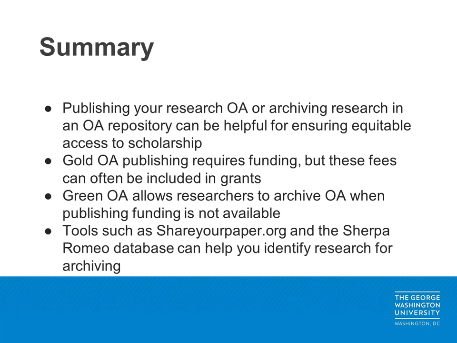In summary, publishing your research in an open access format or archiving research in an OA repository can be helpful for ensuring equitable access to scholarship and maintaining author copyright. Open access models are continuing to evolve, but have some limitations in their current forms. Gold OA publishing generally requires publication funding, but these fees can often be included in research grant applications. As an alternative, Green Open Access allows researchers to archive OA when publishing funding is not available. Tools such as ShareYourPaper.org and the Sherpa Romeo database can help you identify versions of research permitted for archiving.